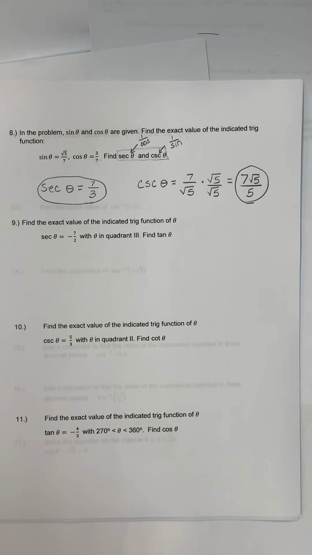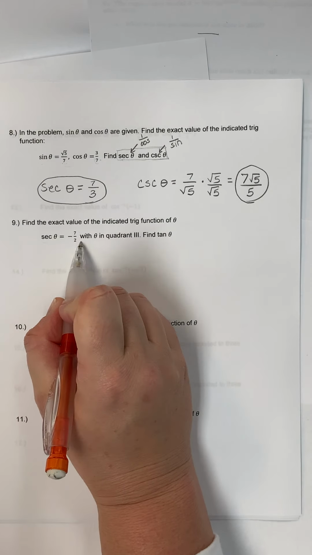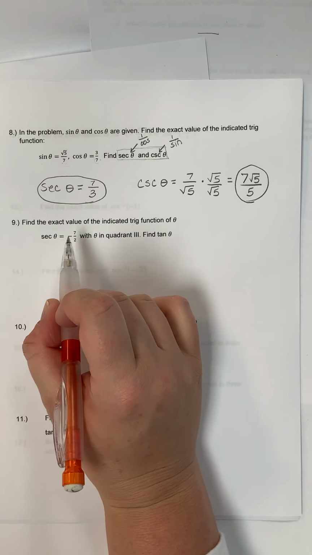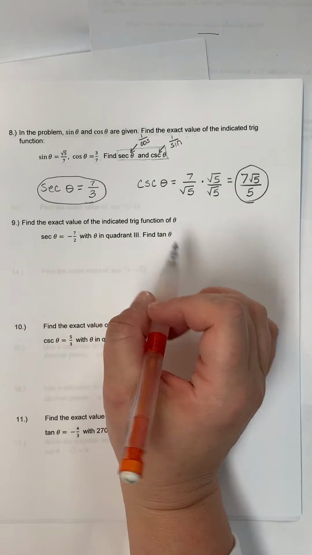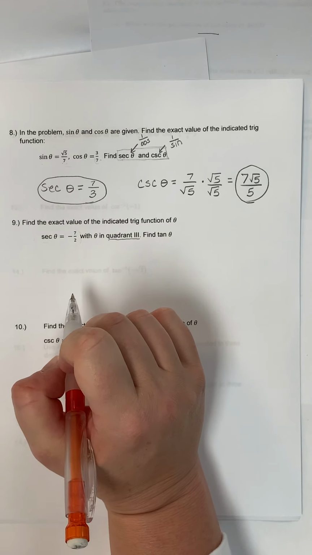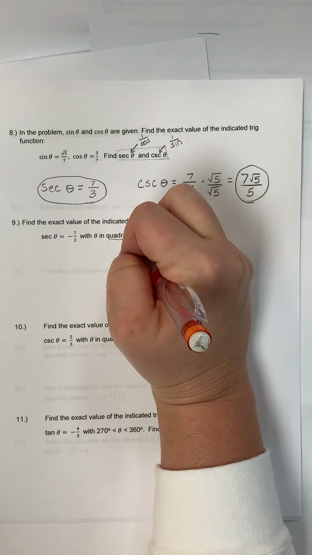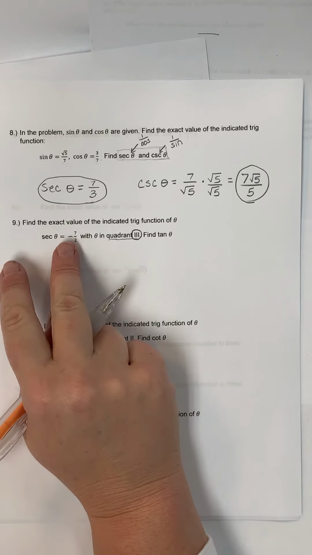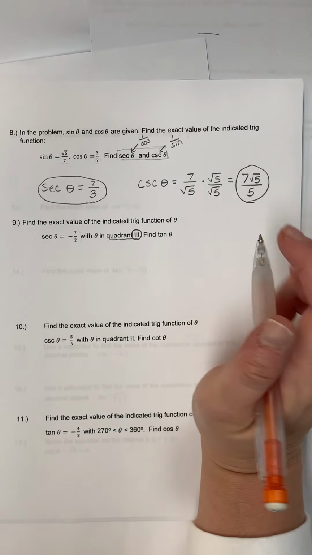Okay, now let's build on that. This next one's a little bit more complicated. Now we're given secant. It's -7/2. That is not a unit circle value. It doesn't mention unit circle either. And it tells us that theta is in quadrant 3. That's important. Find tangent of theta.